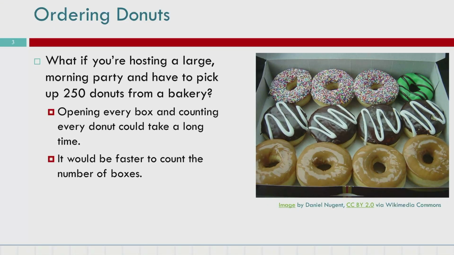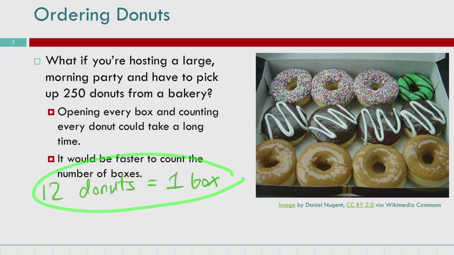So in this picture, for example, we've got 3 rows of 4 donuts. We've got 12 donuts in one box, or a dozen donuts in a box. So we could figure out what a multiple of 12 is that's close to 250. We could even just do straight up math, right? Use this as a conversion factor, 12 donuts in one box.